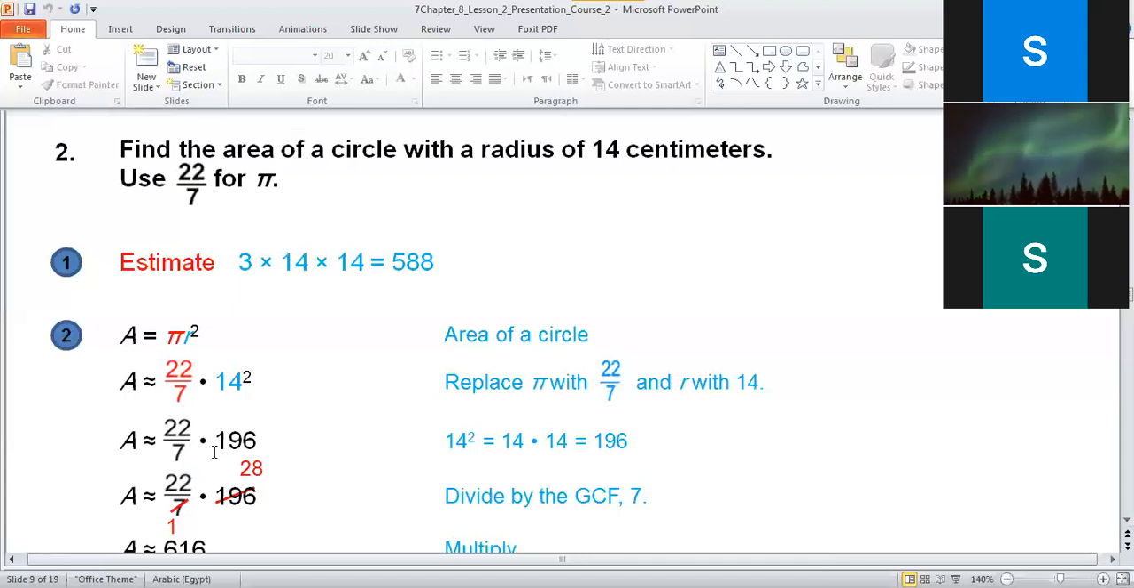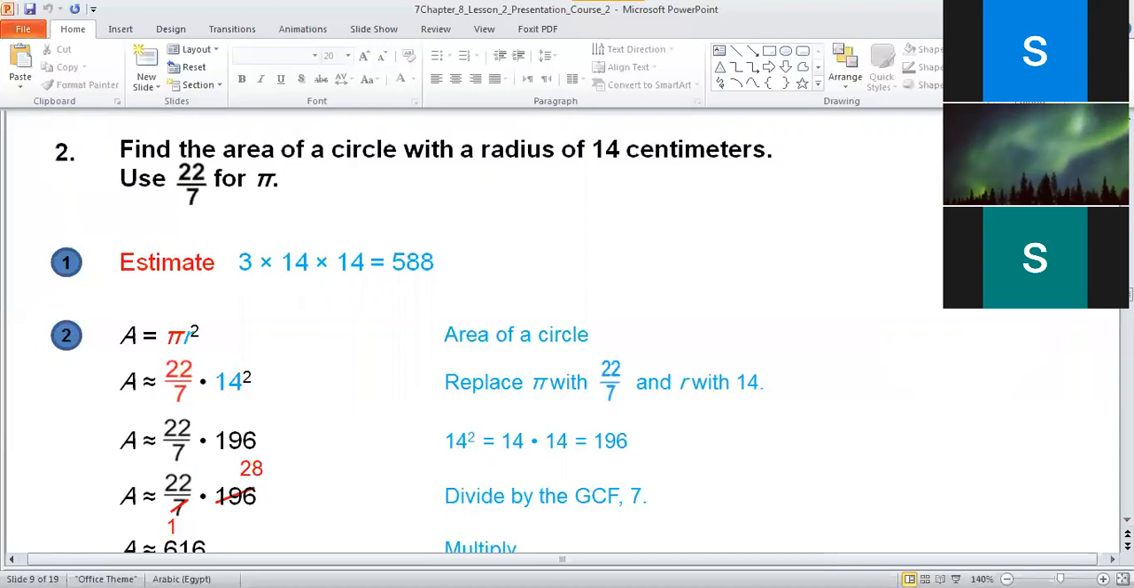I will multiply 28 by 22. 28 by 22 equals what? It equals 616. So the area in this case, my friend, is equal to what? It is equal to 616 centimeters squared.